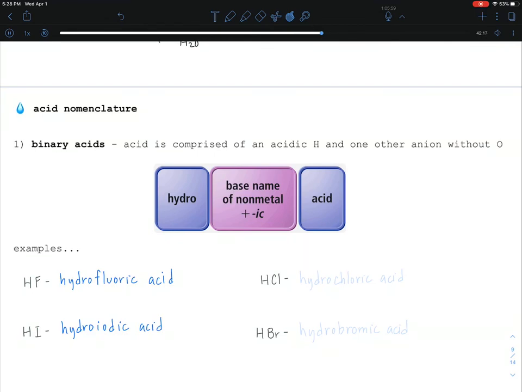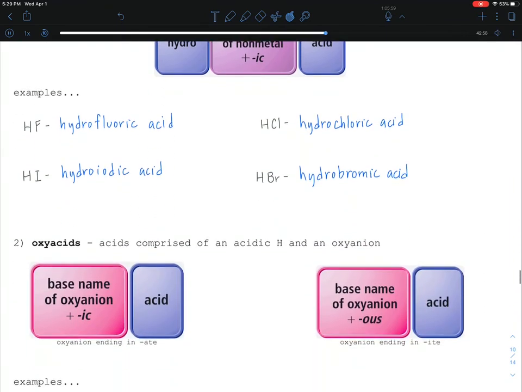Come over here, I've got HCl, so hydro. Notice how none of these have oxygen in them. And this would be chloric. And then acid. Last one, hydrobromic acid. So none of these have oxygen. They are all binary acids, right? There's 2 components. There's an acidic hydrogen and some other anion, but it's not an oxygen.